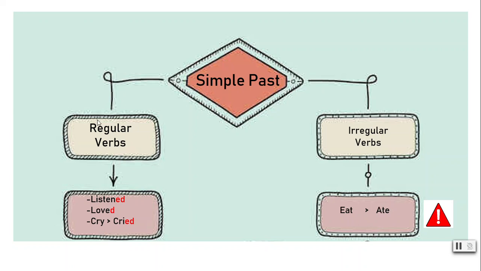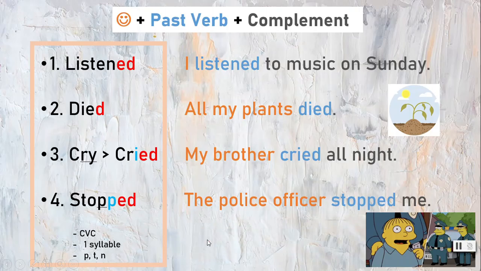But last week we focused on regular verbs, and we said that, for example, here I have a sentence. I listened to music on Sunday. I, the subject; listened is the verb in past; and to music on Sunday is a complement. Not all the sentences have complements. For example, here, all my plants died. All my plants is the subject, and died is the verb in past. We don't have a complement, but many sentences have a complement. So you have to pay attention.